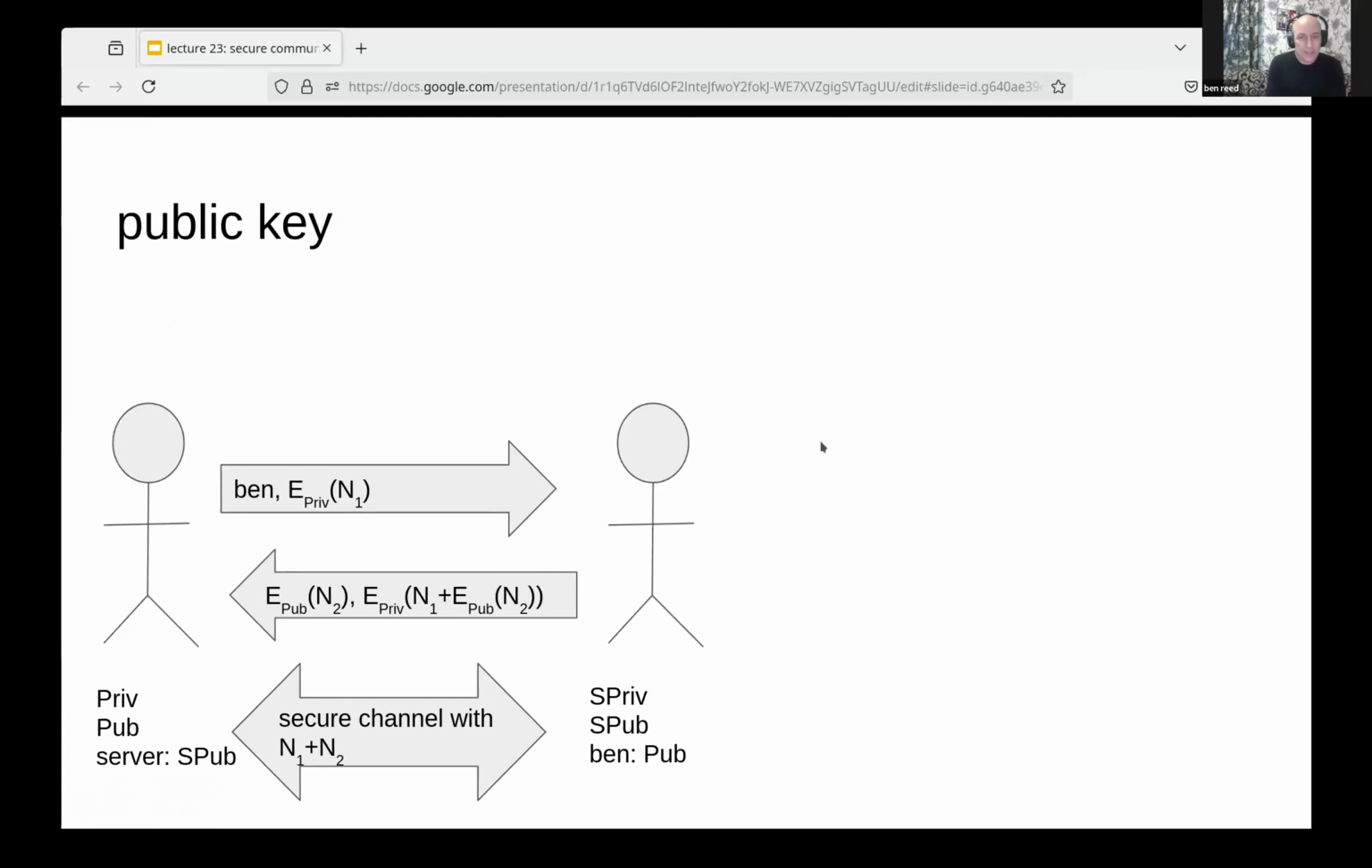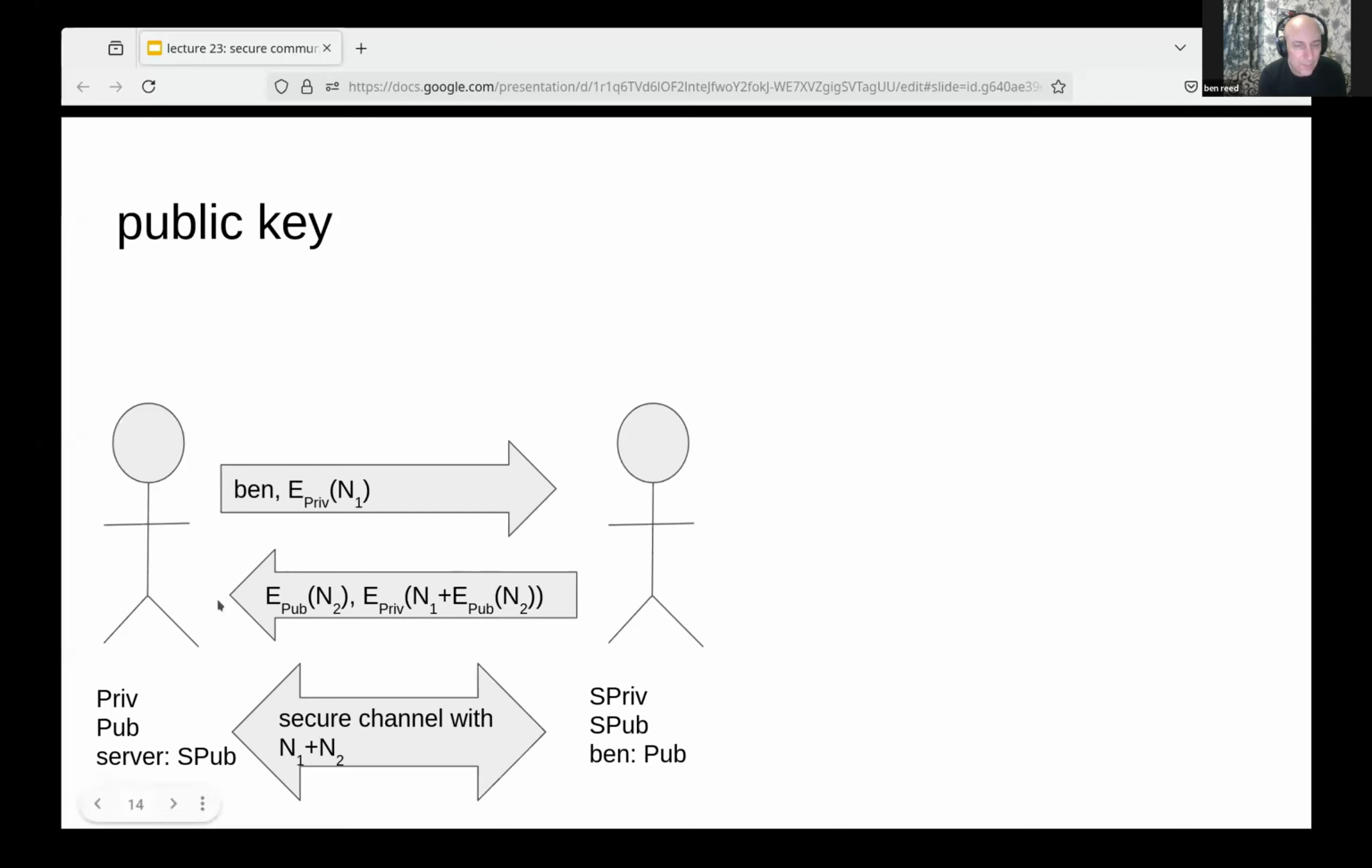So we can actually fix this if both sides have the public key. So the server's public key is known by Ben, and the server knows Ben's public key, and now we can do this exchange. And here, where do we sign? Oh, here we're signing the sum of N1 and the encrypted version of N2.